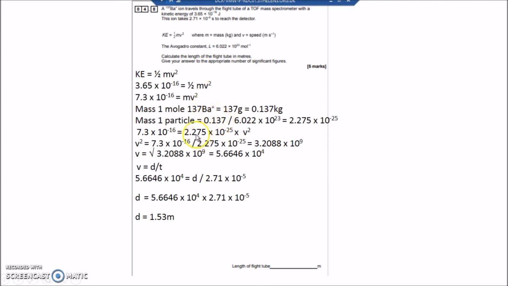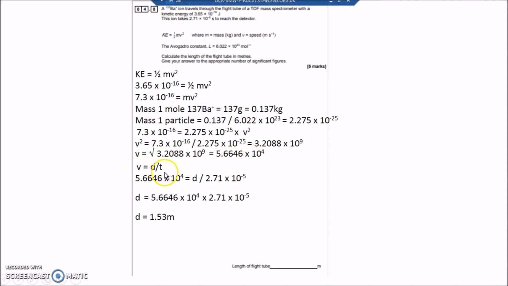So I can put that in as an m value now. I've got twice my kinetic energy. 2 lots of kinetic energy equals the mass multiplied by v squared. So v squared equals 7.3 times 10 to the minus 16 divided by the 2.275 times 10 to the minus 25. v squared is 3.2088 times 10 to the power of 9. I square root it, and v is 5.6646 times 10 to the power of 4.